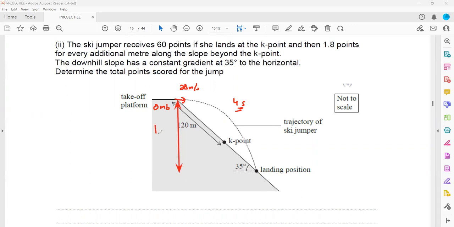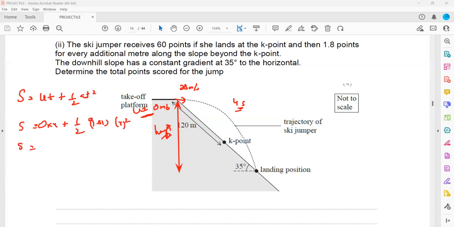To get the vertical position or the height, we use the equation of motion for the vertical component. If we have the time, I can use the equation of motion s equals ut plus half at squared, where u is equal to 0 because there is no vertical component of the initial velocity, and the time is 4. So this will be 0 times 4 plus half times the acceleration due to gravity, 9.81, times the time, 4, squared. This will give us the vertical height from the starting position, from the platform.